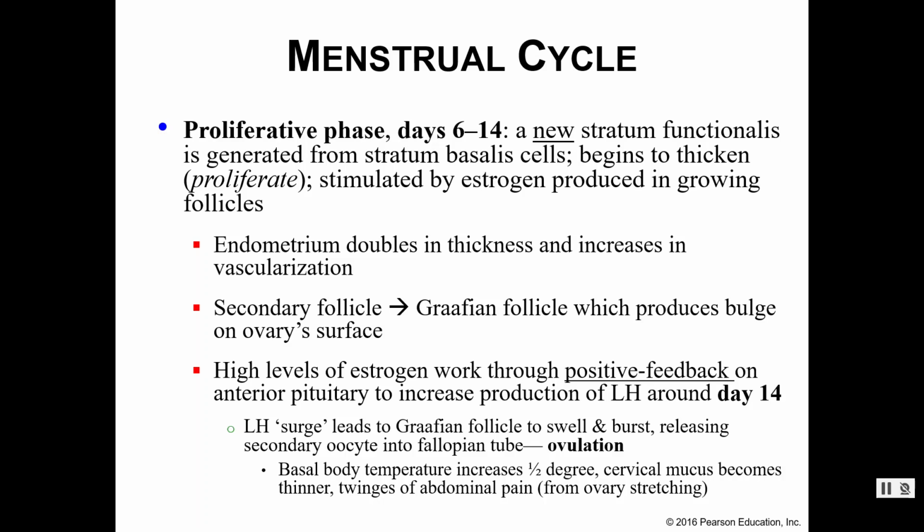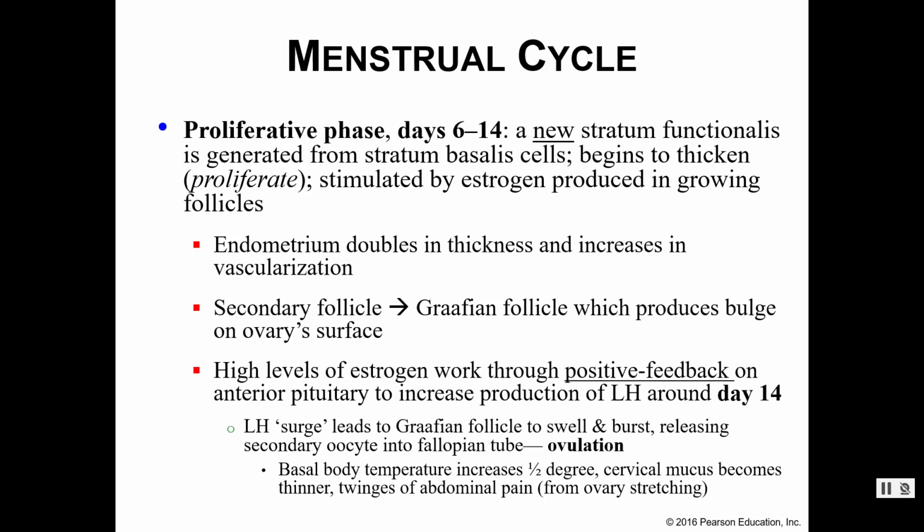Now, the endometrium during this time will double in thickness, and it will also increase vascularization, so we'll grow new blood vessels. The secondary follicles within the ovaries, some of them will develop into Graafian follicles. And Graafian follicles will kind of push their way up towards the ovary surface, and eventually one of these will kind of bust open, and that will lead to ovulation.